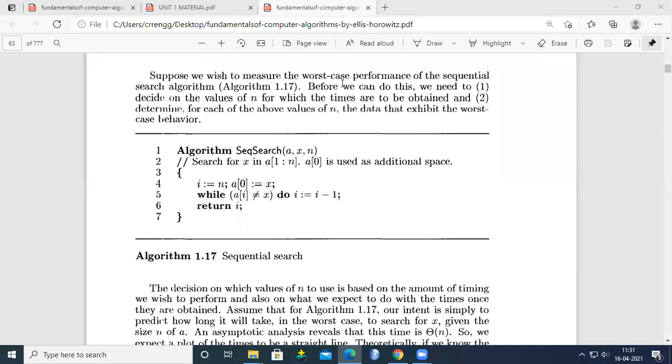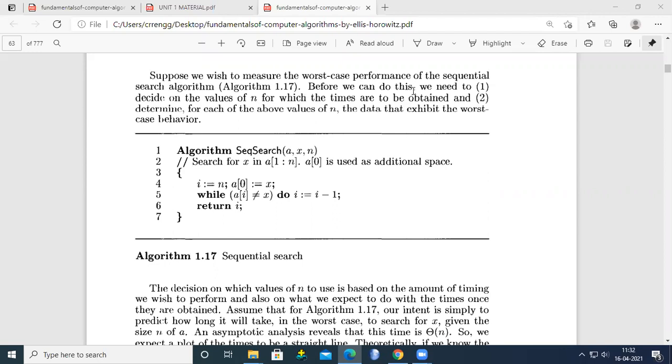When you want to find or measure the worst case performance of the sequential search algorithm, you already know we have three cases: best case, worst case, and average case. Suppose in an array we want to search an element. If the element is found as the first element, that is the best case. Suppose the element is not found, you search continuously in the array and reach the n-th element. That is the worst case.